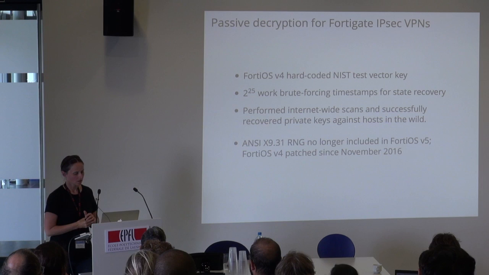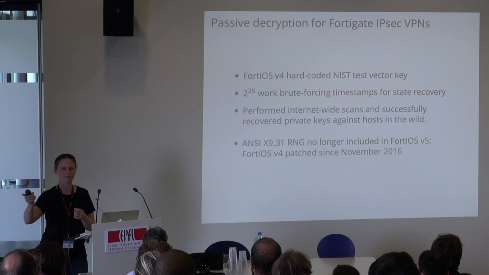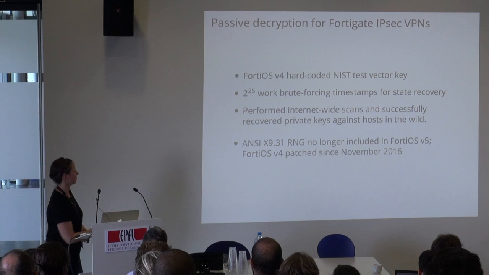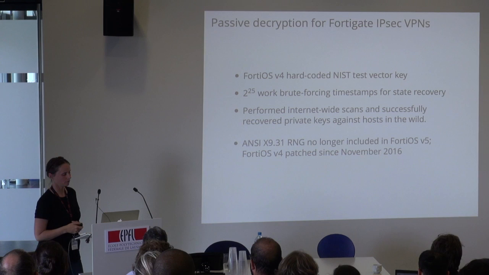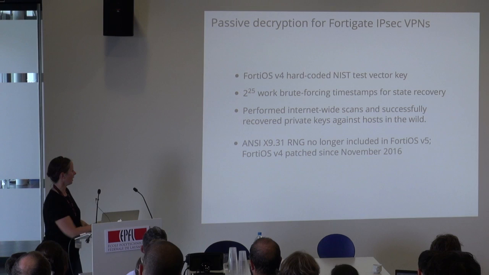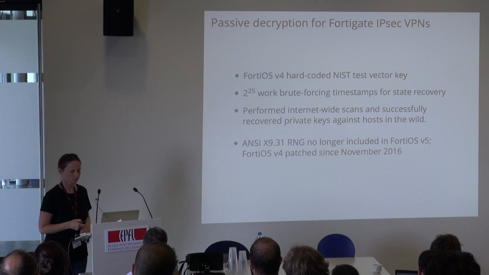We actually did internet-wide scans and were able to recover the private keys for our traffic with random hosts that we connected with in the wild. And as I said, later versions of FortiOS don't include the ANSI X9.31 random number generator at all because, of course, it was deprecated a few years ago. And after we disclosed to Fortinet, they patched. So this is, you know, old news.